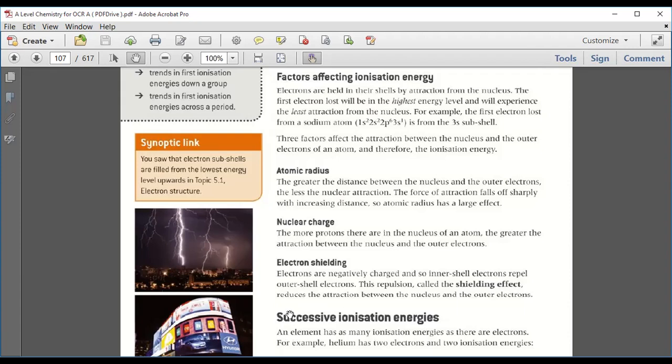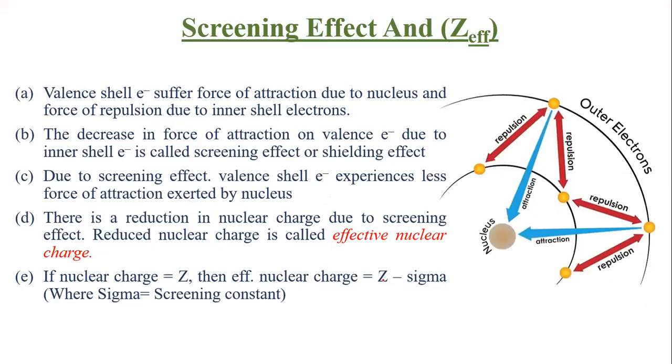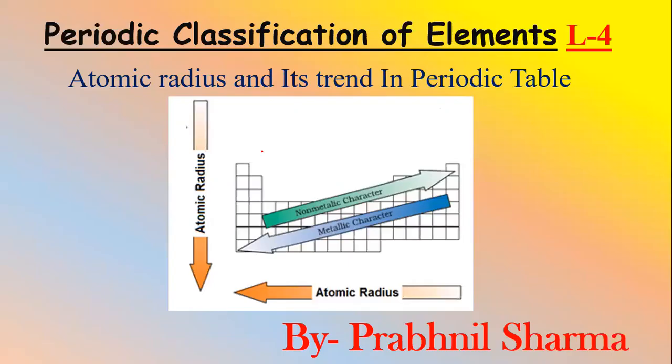Now, electrons are negatively charged, and inner shell electrons repel outer shell electrons. This repulsion is called the shielding effect. Now see this shielding curve. Shielding effect or screening effect, same thing. Shielding effect and screening effect are the same thing.